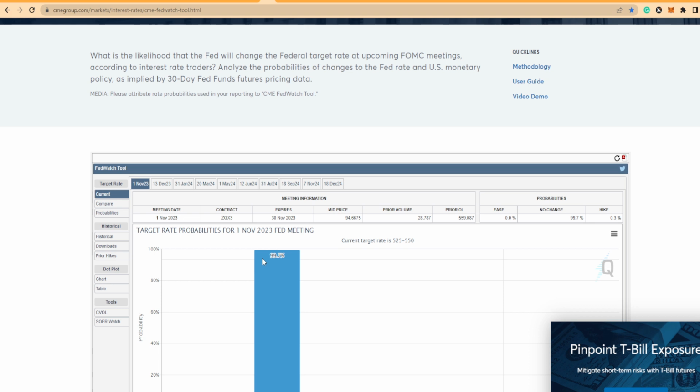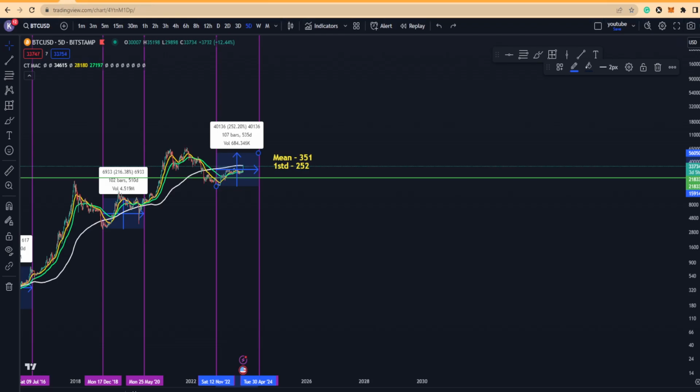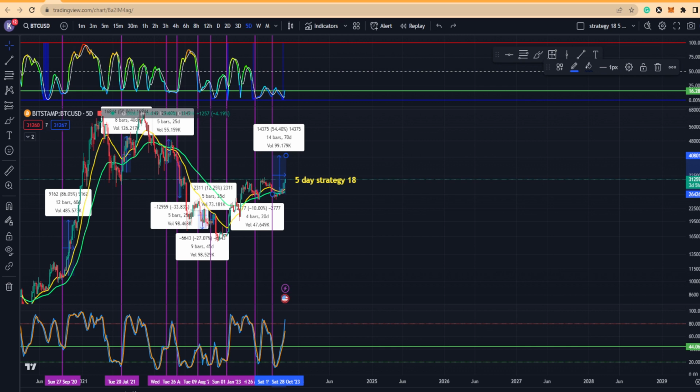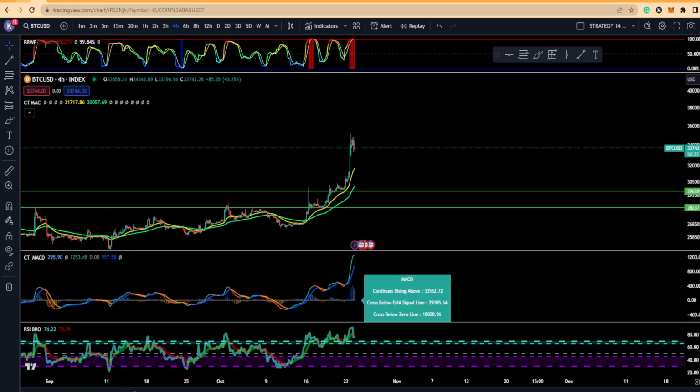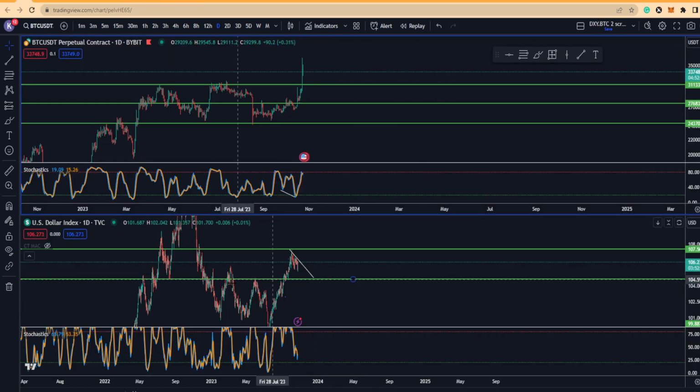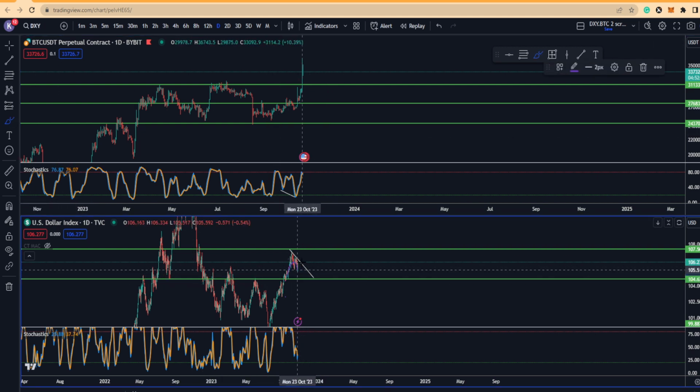Now, if Jerome Powell keeps rates the way they are, then the more likely scenario for Bitcoin is that there's still more continuation to the upside, and that the Dixie could be pulling back all the way to the 104 area on the chart that you see here. That could start the downward trend that we were looking for the past week or so.